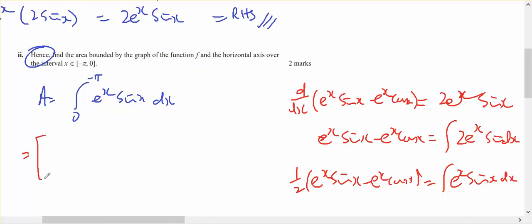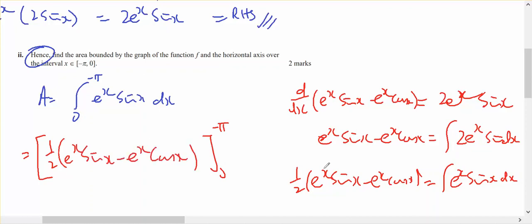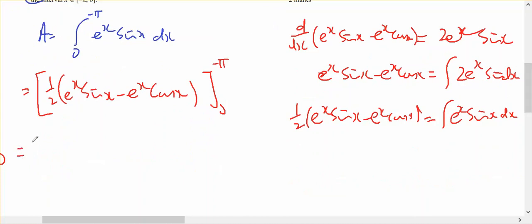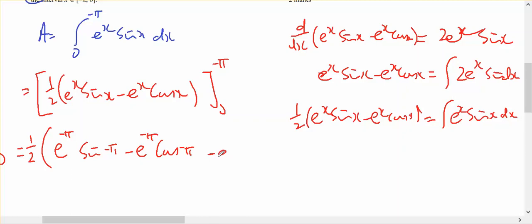Therefore, this is going to equal, from 0 to minus pi, a half e to the x sine of x minus e to the x cos of x, which will be minus a half. So e to the minus pi sine of minus pi minus e to the minus pi cos of minus pi minus e to the 0 sine of 0 plus e to the 0 cos of 0.